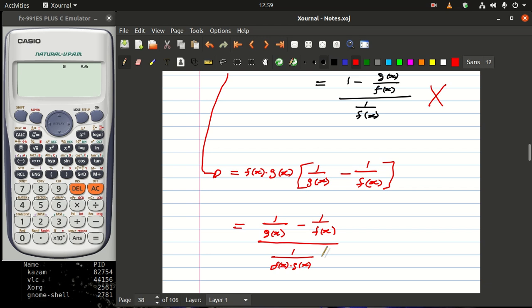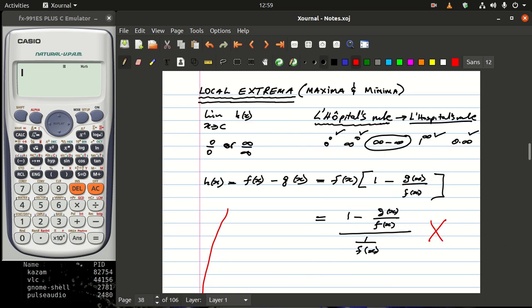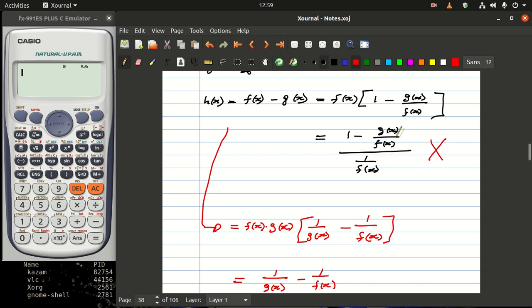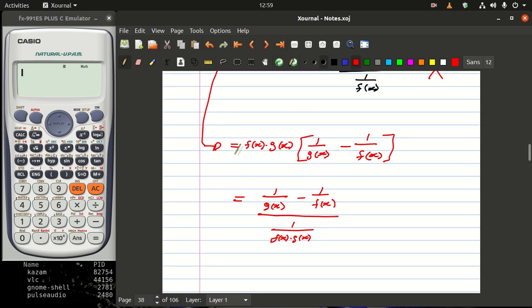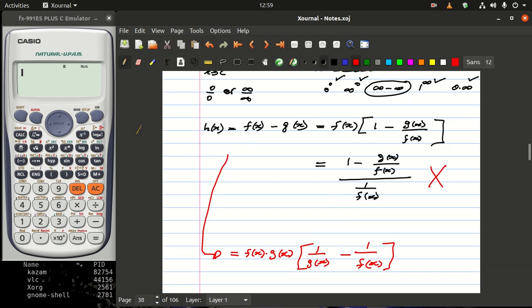So if you are having this infinity minus infinity, most of our textbooks are saying you must try and do this. Guess what? Because this function here, we have h of x is equal to f of x minus g of x, you will find out that this one is actually going to infinity as x approaches that constant, and this one is also going to infinity.